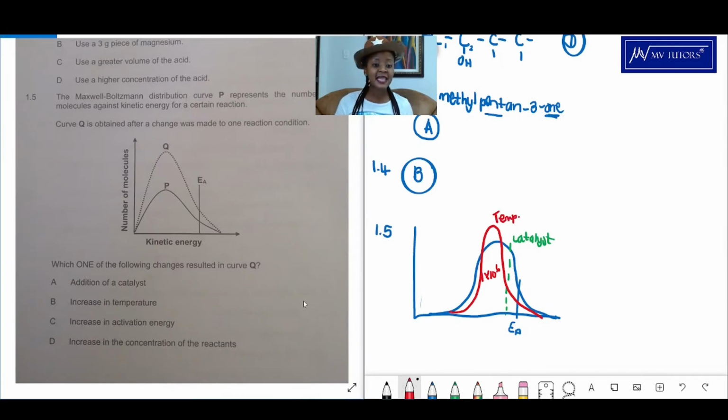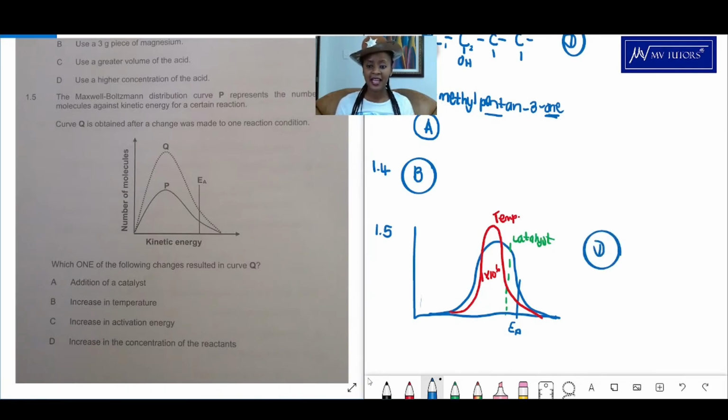All right, and then increase in activation energy. As you can see, the activation energy really stayed where it was. But D, increase in the concentration of reactants. So when you increase the concentration of reactants, you are increasing the number of molecules. And we can see the molecules here increased. And we can see that on the right-hand side of the activation energy, it's a bigger area, meaning more molecules actually have enough energy to form effective collisions. So this is the graph that would show us an increase in concentration. So that would be D.